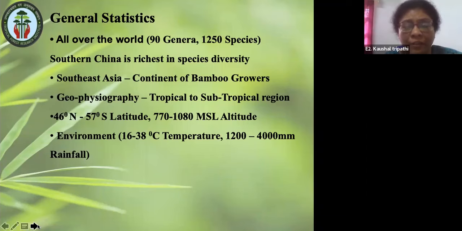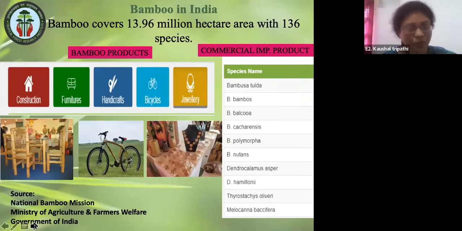Distribution is from tropical to subtropical region, ranging from 46 degrees north to 57 degrees south latitude. It grows at altitudes above mean sea level from 770 to 1080. The temperature range is from 16 to 38 degrees Celsius, and it grows in rainfall areas ranging from 100 to 400 mm. Next slide, please.